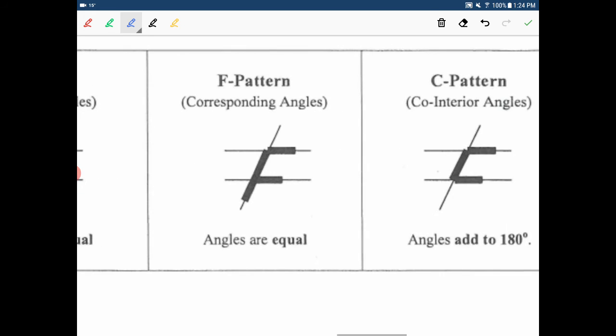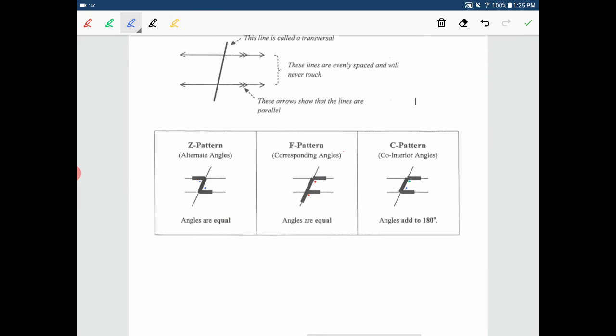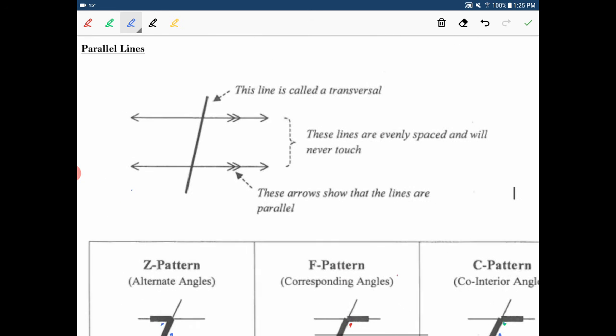Okay, for the F pattern, it's when you have an angle in there and an angle in there that the angles are also equal. And then not quite as easily, but if you have an angle in here and then another angle in here, those two angles are going to add up to 180 degrees. All right? Okay, so, oh, and I guess I should look at this. I just skimmed over here.